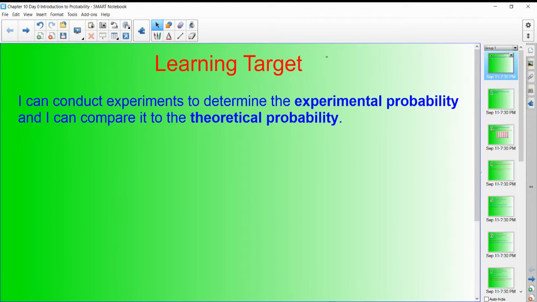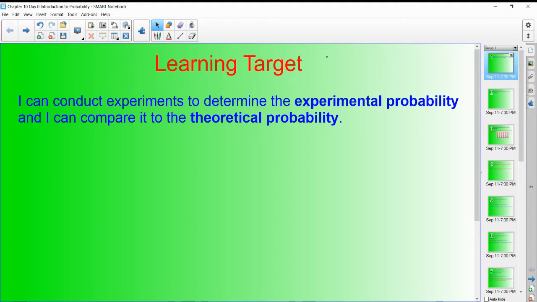Hello, everyone. Today we're going to start our unit on probability. Probability is used to make predictions. It's used in the fields of math, of applied math. Probably the most common field you know of it is gambling. There's probabilities with that.